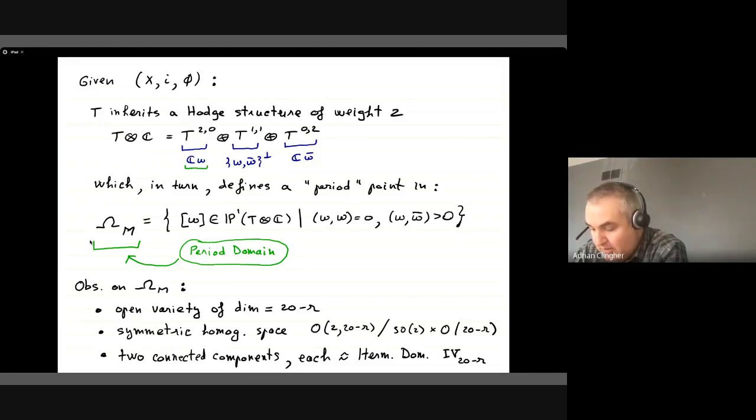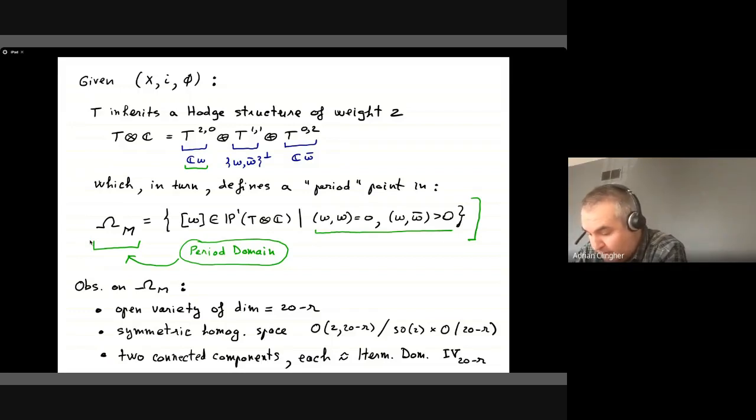And in this way, one gets a period domain for M-polarized K3 surfaces. All I have to do is take the lattice T and look at the projective lines in the complexification of T, and then impose the Hodge-Riemann bilinear relations. And this I'm going to be referring to as the period domain for M-polarized K3 surfaces. So one can see quite easily that this is an open variety of complex dimension 20 minus r.